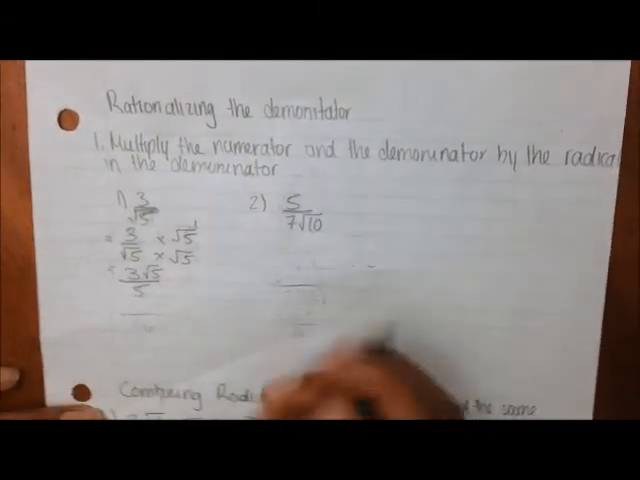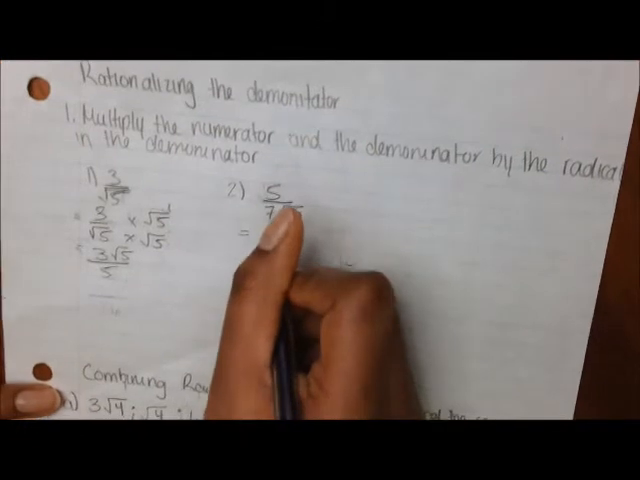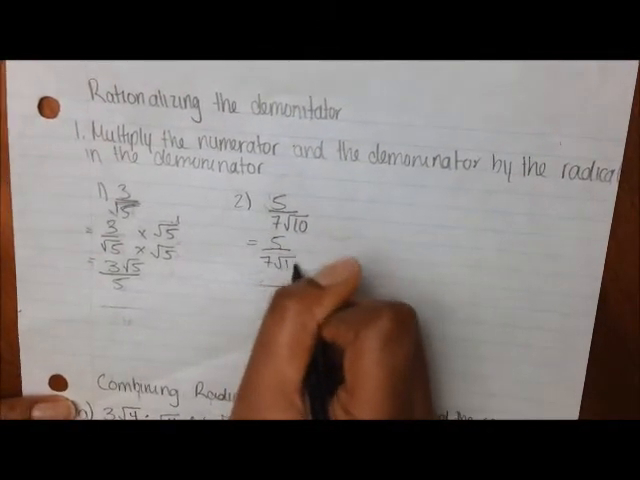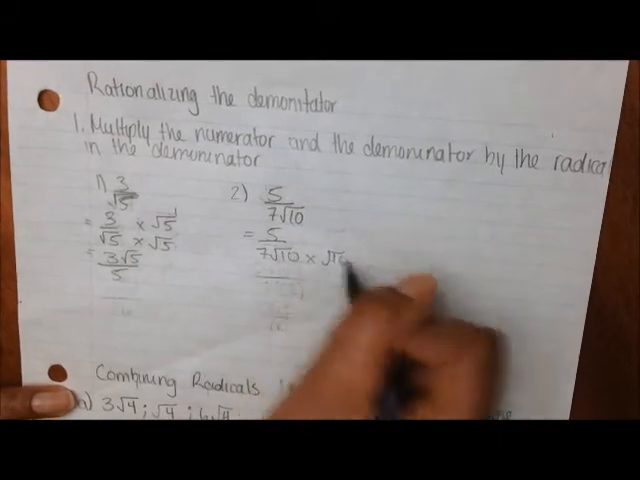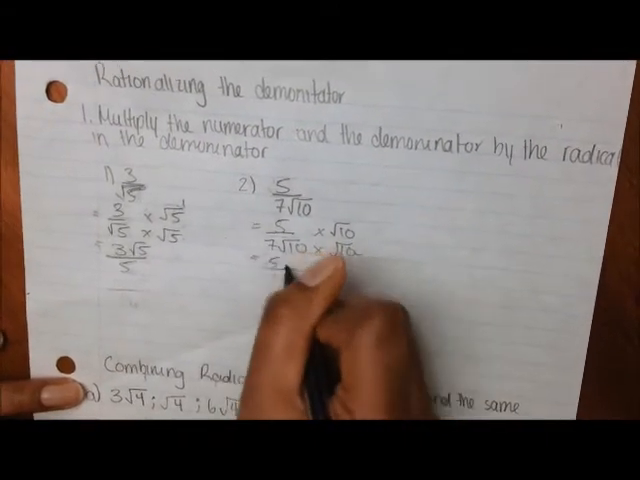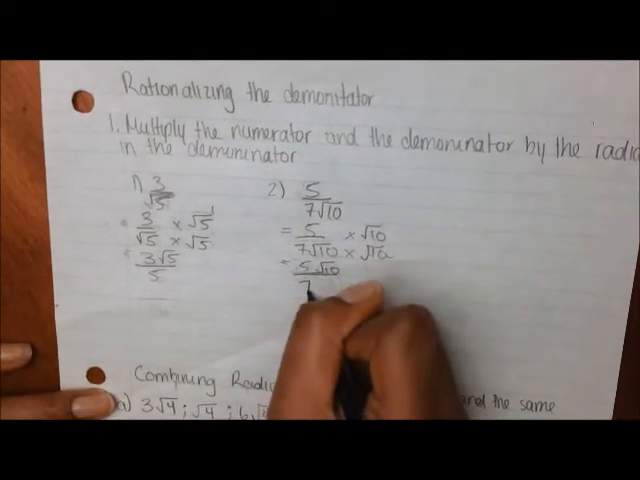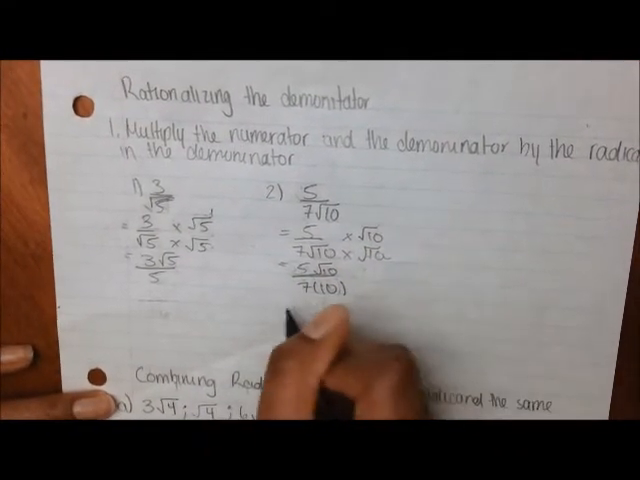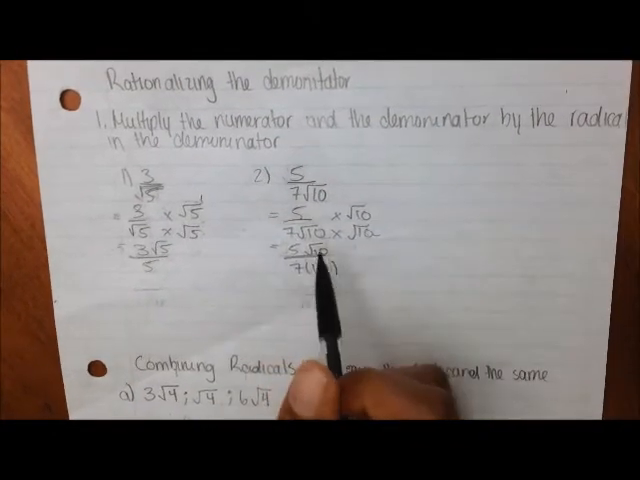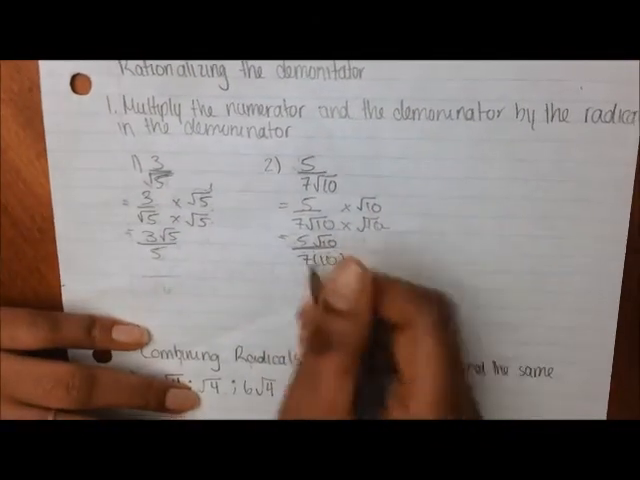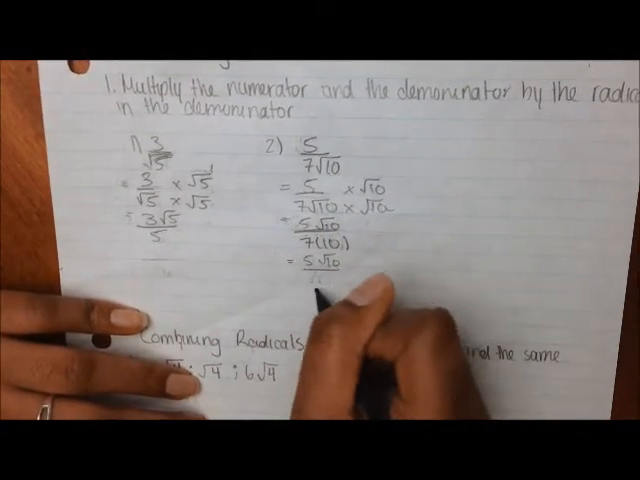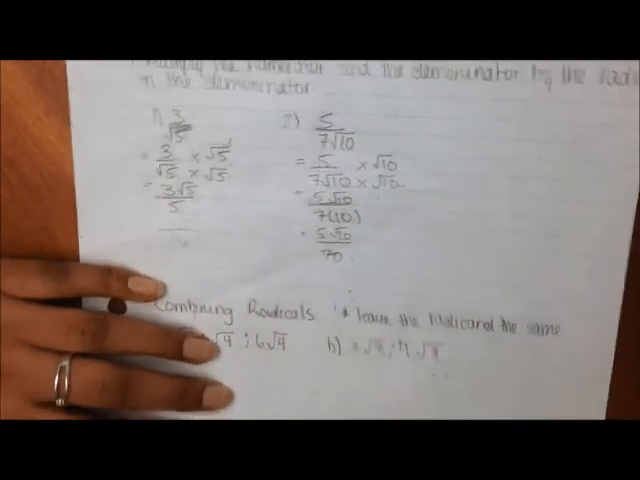So for example 2, you will have to multiply 5 divided by 7 and the square root of 10 by the square root of 10. So this will now become 5 divided by the square root of 10 and 7 times 10. So you have to remember that since these two cancel out, now you will have to multiply it. And that will be 5 with the square root of 10 divided by 70. That is your end result.